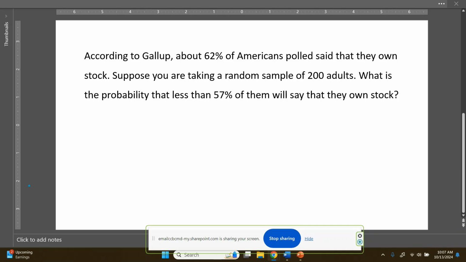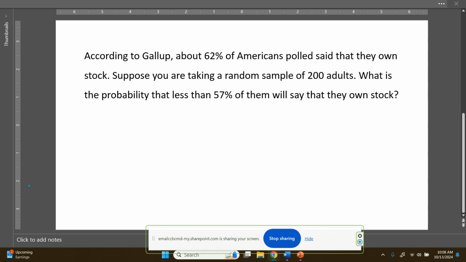Here's another solution to a practice problem. According to Gallup, about 62% of Americans polled said that they own stock. Suppose you are taking a random sample of 200 adults. What is the probability that less than 57% of them will say they own stock? So it kind of seems like a very complicated probability question.